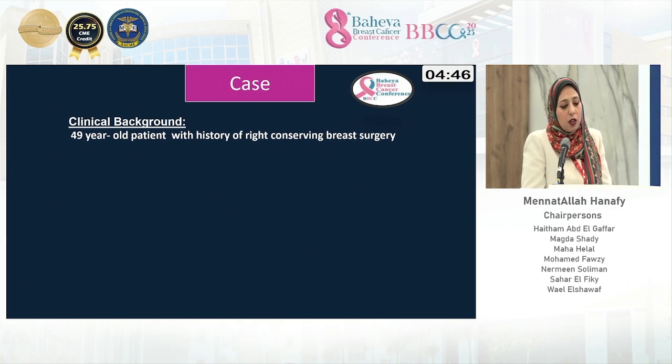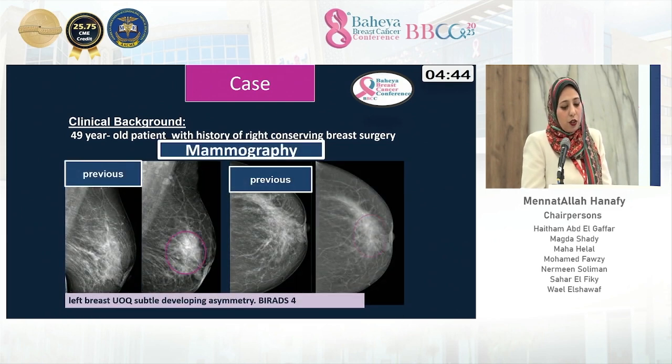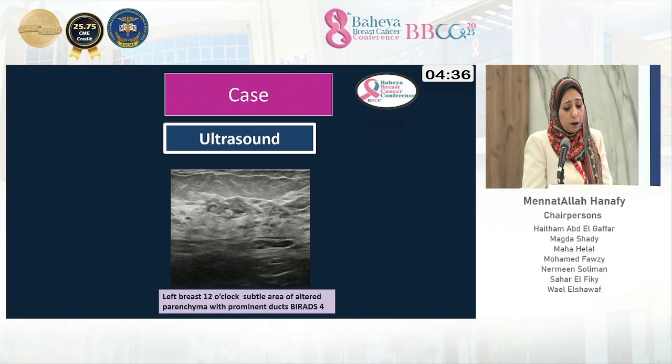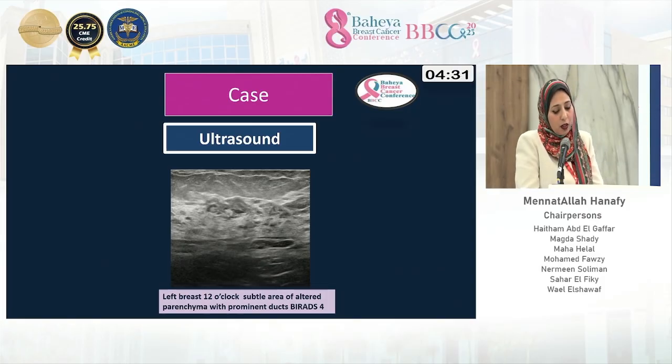49-year-old patient with history of right conservative breast surgery. The current mammography compared to the previous showed left breast upper outer quadrant subtle developing asymmetry given by RAS-4 corresponding to 12 o'clock subtle area of altered parenchyma.